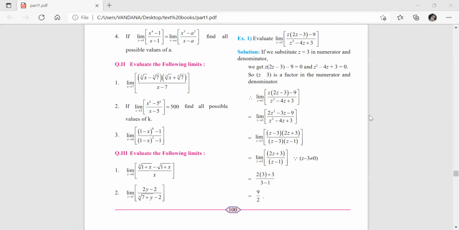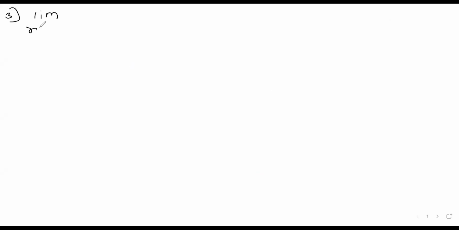Third sum, limit x tends to 0, 1 minus x raised to 8 minus 1 upon 1 minus x square minus 1. We cannot use normal formulas here. I cannot put x is equals to 0 because the denominator will become 0. I want to use the other formulas, but the problem is, here it is not x raised to 8 minus 1, it is 1 minus x raised to 8 minus 1.